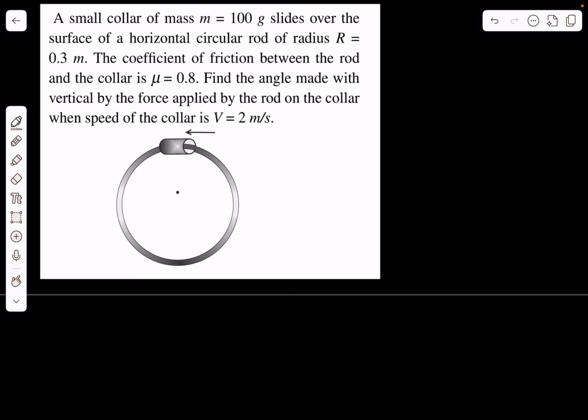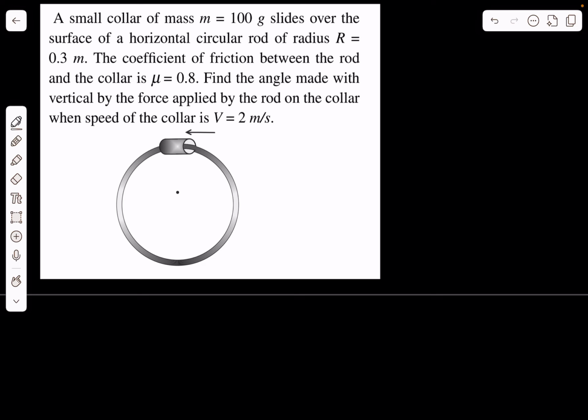Hello everyone. This is a problem in which a small collar of mass small m equal to 100 grams slides over the surface of a horizontal circular rod. The rod is circular. The radius is given, 0.3 meters. Also there is friction between the rod and the collar. The friction coefficient is given. We have to find the angle made with the vertical by the forces applied by the rod on the collar when the speed of the collar is given.